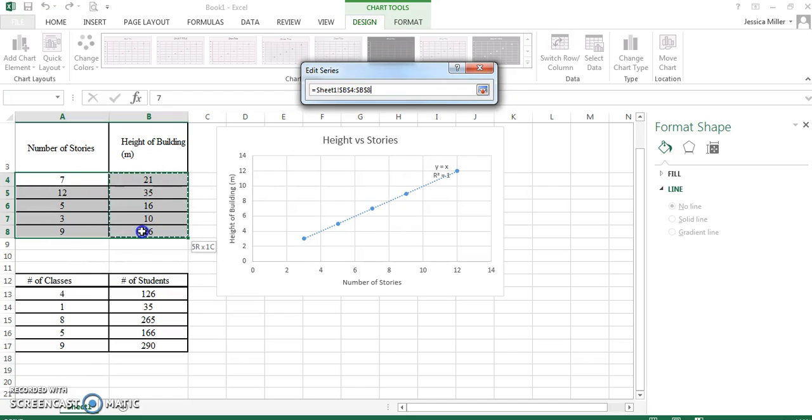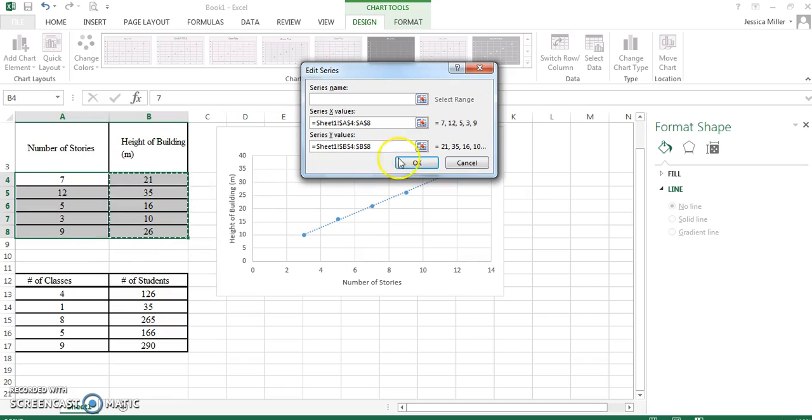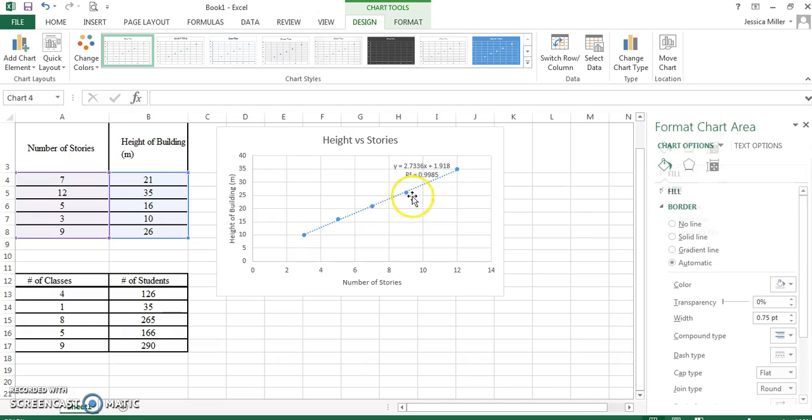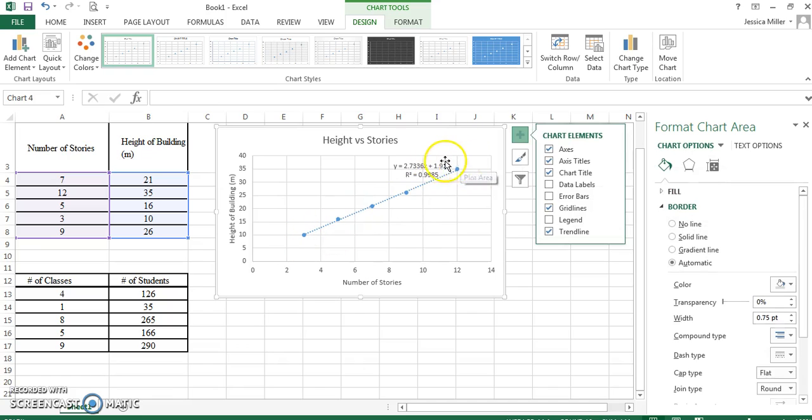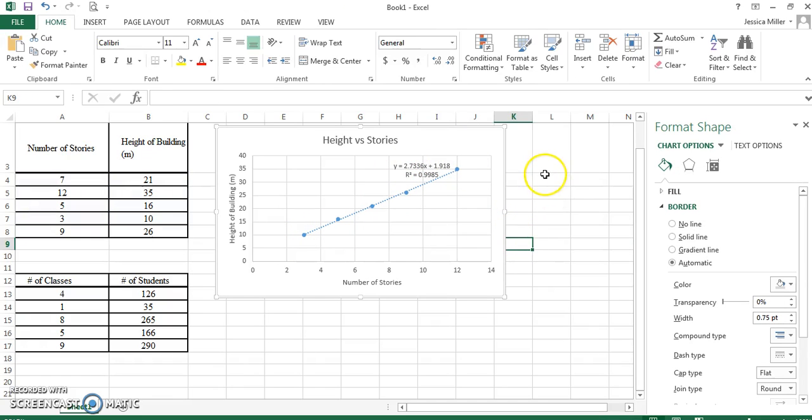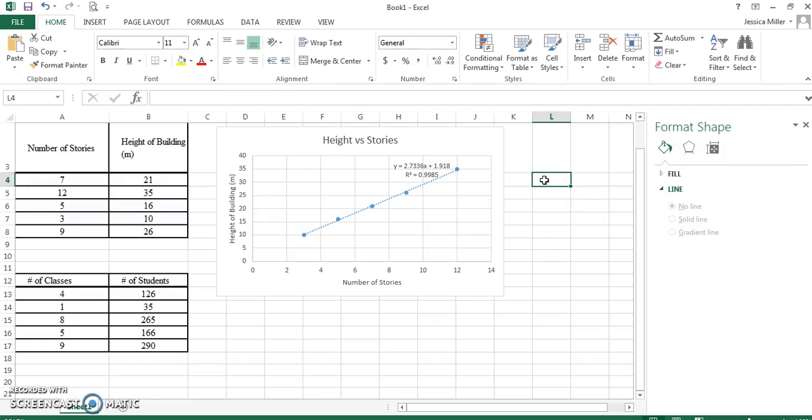And for my y values, I need it to be the height of the building. So you can see it says 21, 35, 16. Alright, and then click OK, and here is your relationship. This is your trend line. If I were to ask you what is the relationship, because that's going to be an important question for this unit, between the height of the building and the number of stories, you would say, well, looking at this trend line, that is a linear function, and we say that's proportional. So your answer should be worded something like this. The height of the building is proportional.